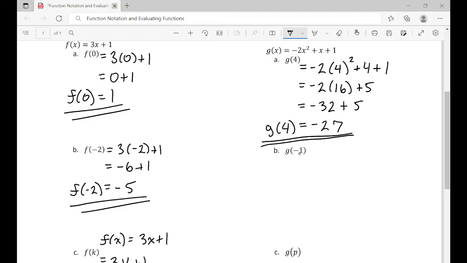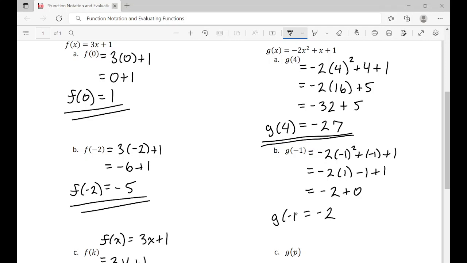Let's do it again. g of negative 1. So wherever there's an x, I'm going to put in negative 1. So negative 2 times negative 1 squared plus negative 1 plus 1. So negative 1 squared is going to give me 1. And then plus a negative 1 is just minus 1 plus 1. Negative 2 times 1 is going to give me negative 2. Negative 1 plus 1 is 0. And then negative 2 plus 0 is just negative 2. So g of negative 1 is negative 2.